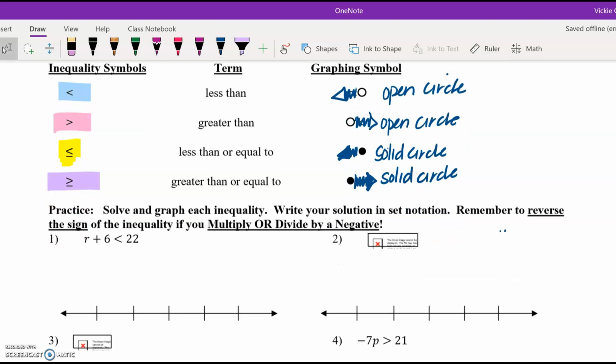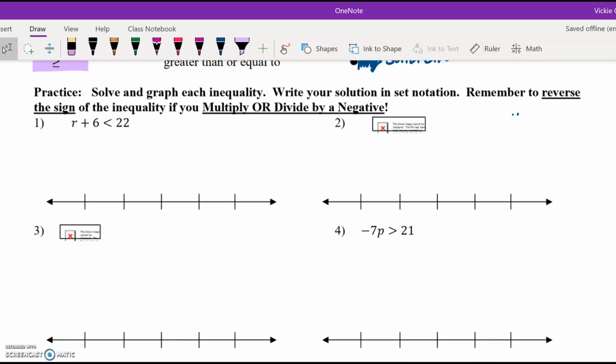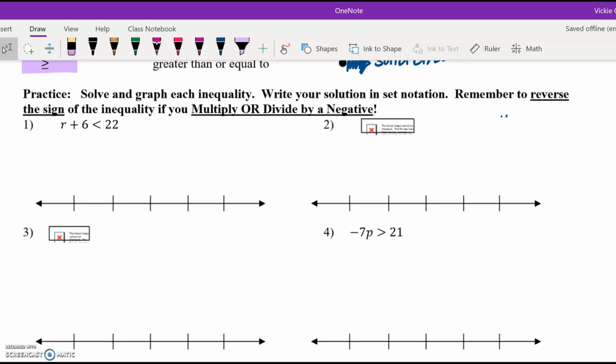Okay. Let's do some of these practice. It says solve and graph each inequality. Write your solution in set notation. Remember to reverse the sign of the inequality if you multiply or divide by a negative. So some of my problems didn't come through because it was an outdated math editor that the equations were originally put in. So I'm going to go ahead and do some of these so you don't have those funky symbols there and no inequality.